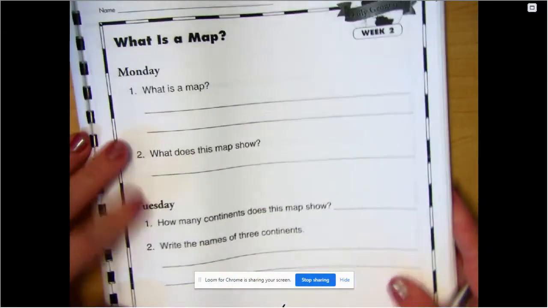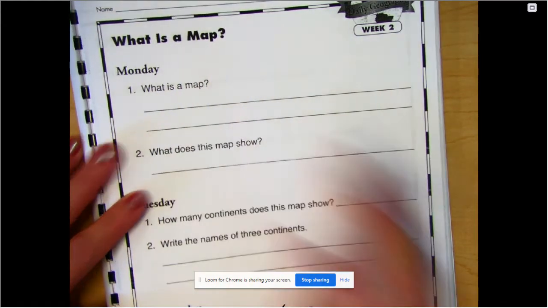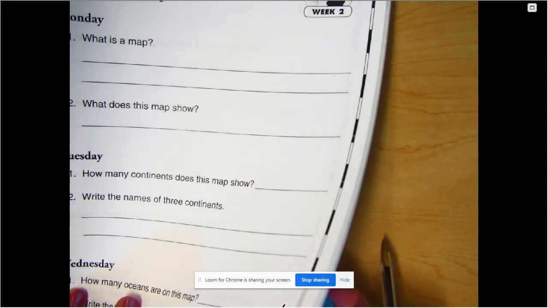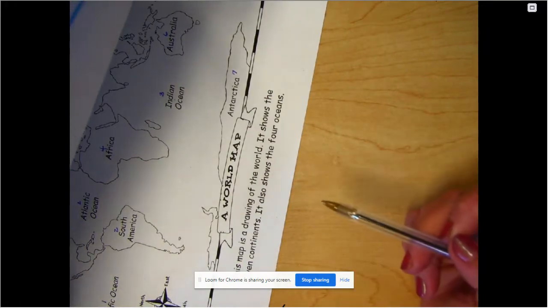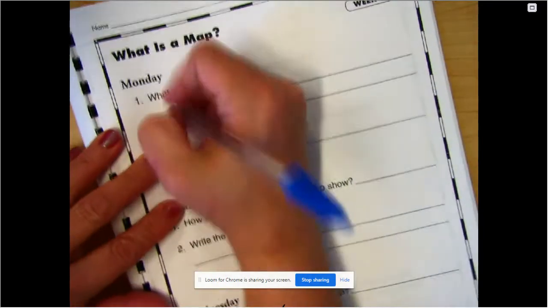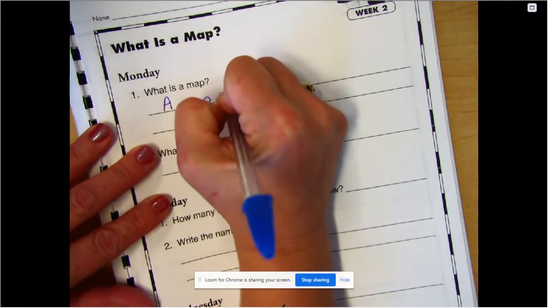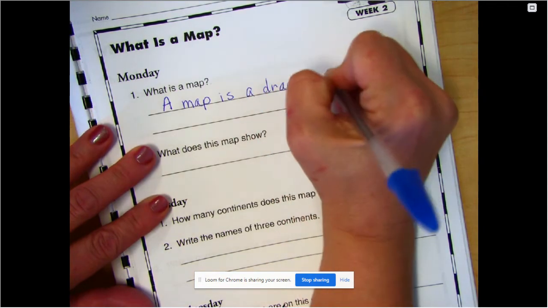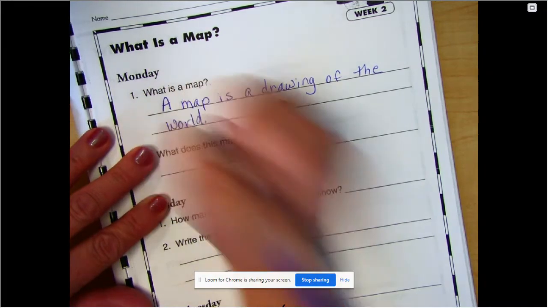Let's go ahead and go to the first question. What is a map? Can you remember? It says it right back on the page right before this. It's a drawing of the world. Let's see if we can make it a complete sentence. A map is a drawing of the world.